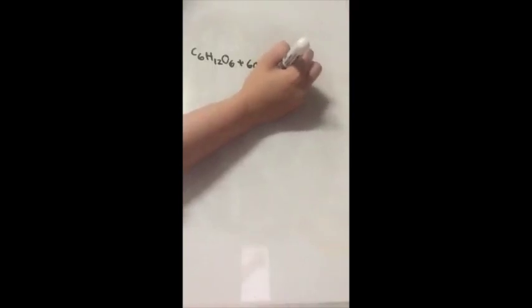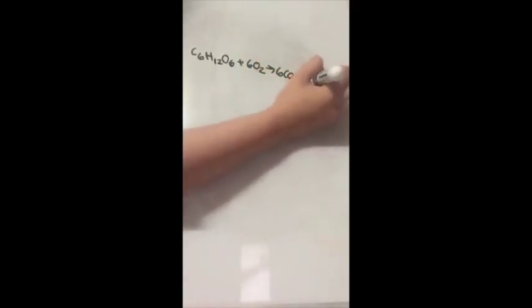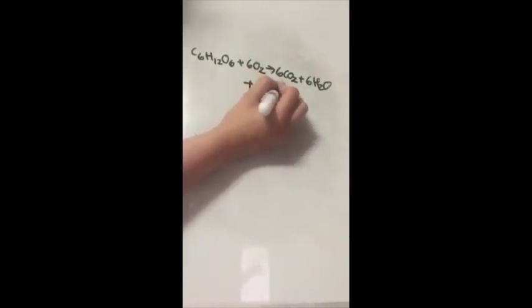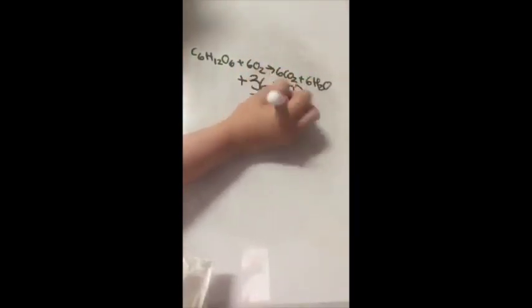The equation for cellular respiration is as follows. 1 molecule of glucose plus 6 molecules of oxygen form 6 molecules of carbon dioxide, 6 molecules of H2O, and 36 molecules of ATP.